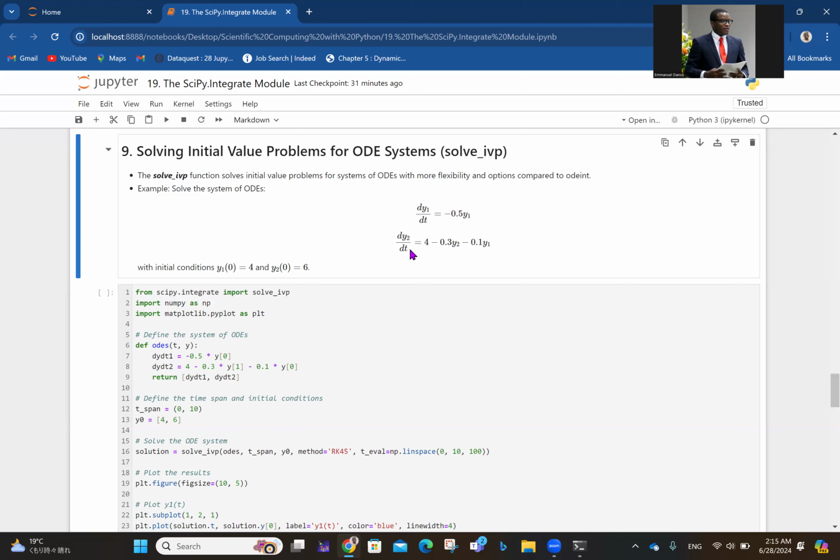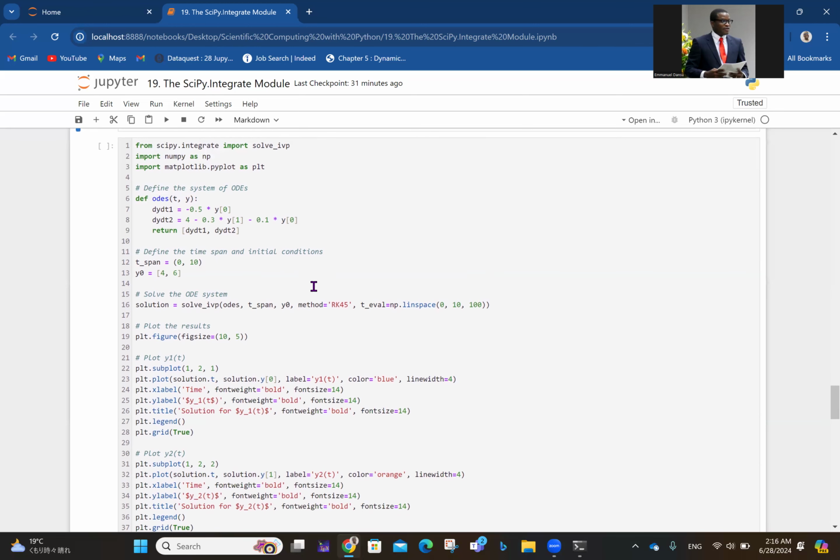They evolve together. So this is the kind of equation we tend to use a lot when we talk about things like SIR equations, SIR models, for epidemics, for disease spread. And of course, we need initial conditions. y1 of 0 is 4 and y2 of 0 is 6. So you need solve_ivp from scipy.integrate. Then you need NumPy, you need matplotlib, like that.